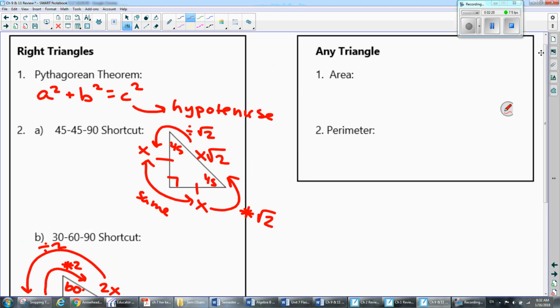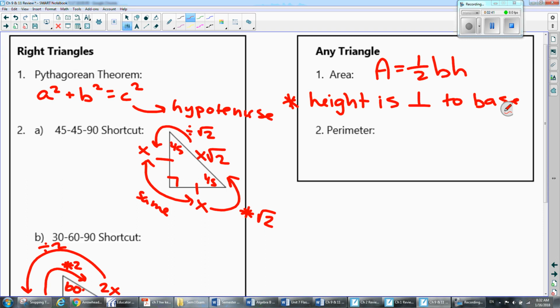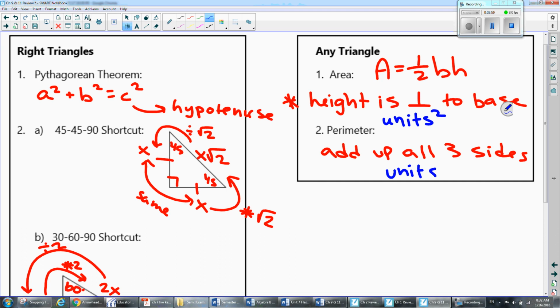But for any triangle, we can find the area. That's 1/2 times your base and your height. Remember, make a little note that the height has to be perpendicular to the base. For your perimeter, add up all 3 sides since it's a triangle. It's like the distance that you're walking around the triangle. Remember, here we have units squared. Here for perimeter it would just be units.